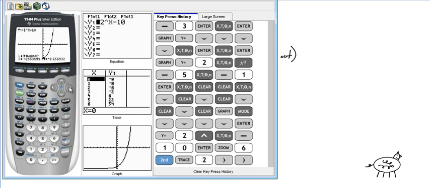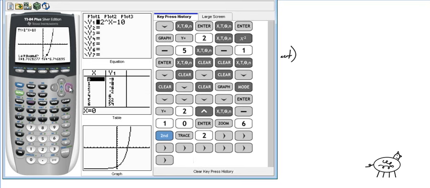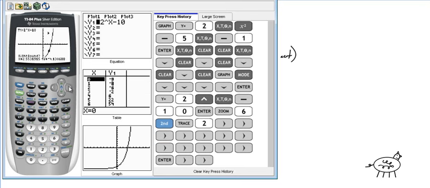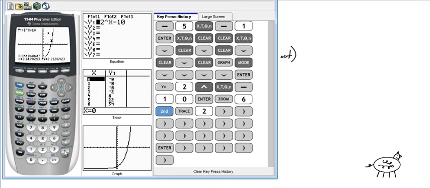Left bound, just make sure you're on the correct side here. And I am. And then right bound, enter, and then hit enter again. And again, tell me all those different things. And there it is. So my x is equal to 3.322.